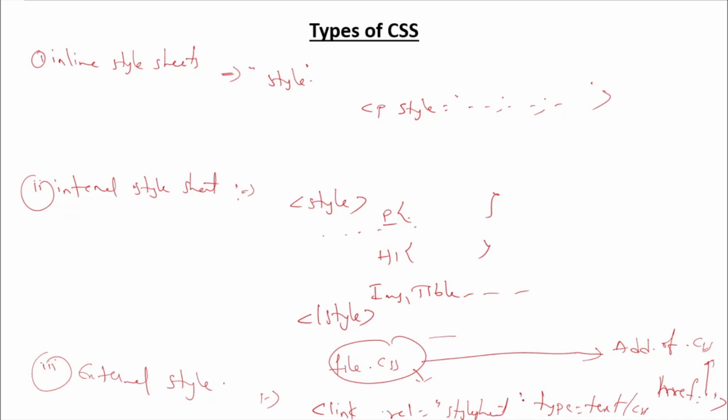So what is the benefit here? Just observe the inline style. There is one drawback. What is the drawback? A group of properties and values for only a single element. We cannot attach them to multiple elements, right? Single element.